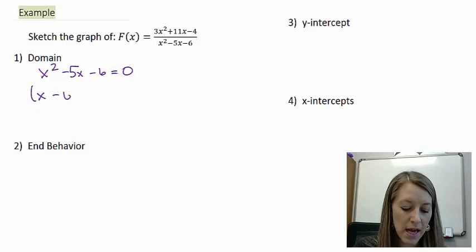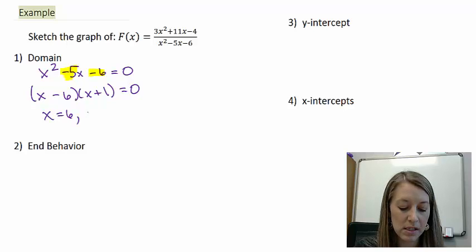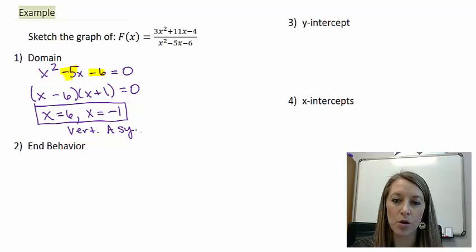This factors as x minus 6 times x plus 1, because that multiplies to give me a negative 6 and adds to give me a negative 5. So when I set each of those equal to 0, that gives me x is equal to 6 and x is equal to negative 1. So those are the values that are excluded from my domain, specifically when our denominator is equal to 0. Therefore, that gives us the vertical asymptotes on the graph.